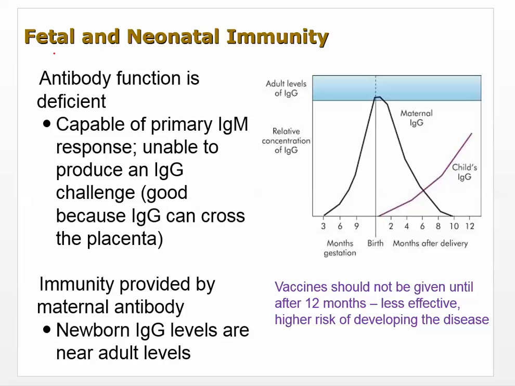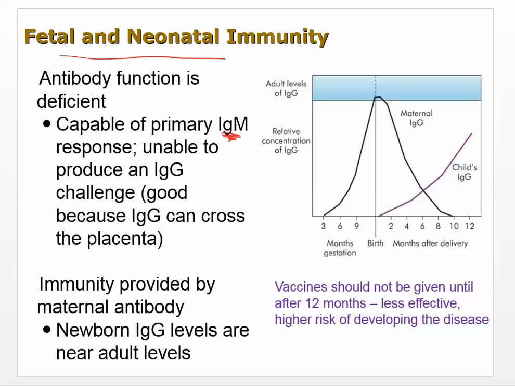Okay, so last slide, fetal and neonatal immunity. Gosh, this has been a really long chapter. Fetal and neonatal immunity. Couple of things to remember here. First of all, antibody function in the fetus and a newborn is deficient. Okay, so they're capable primarily of a primary IgM response. Okay, but they're not able to produce IgG.